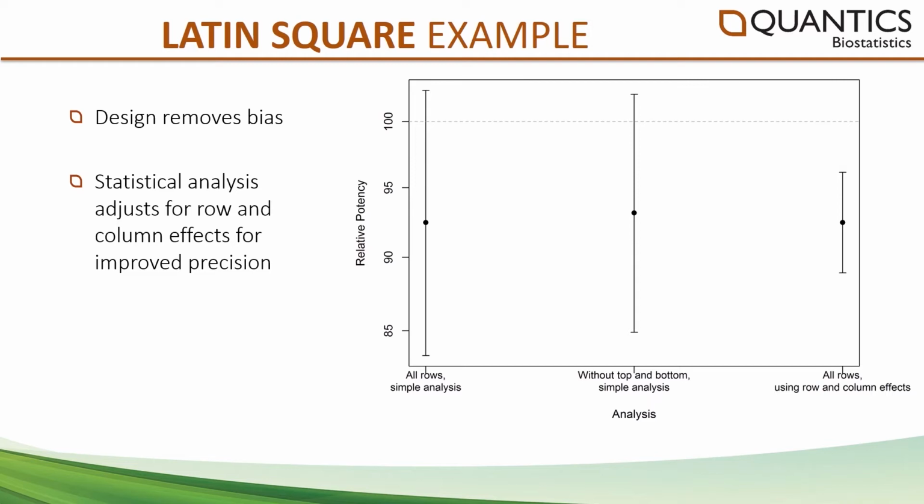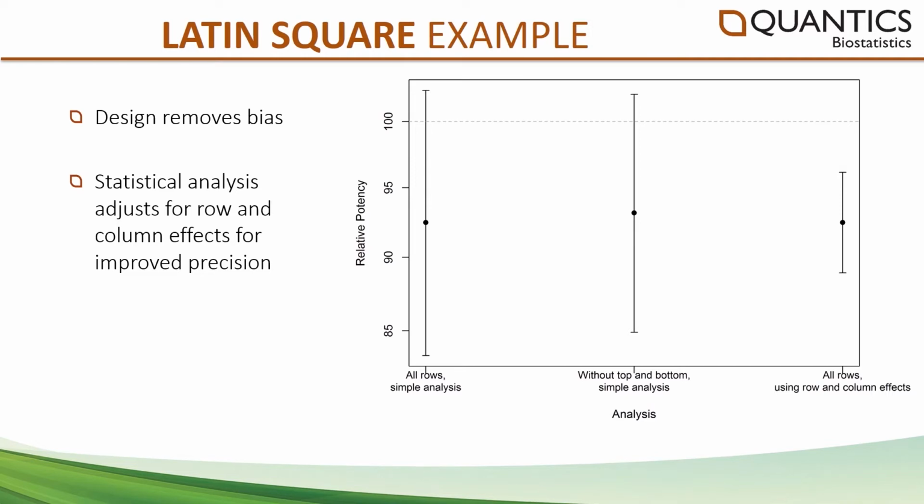And this again gives us another estimate of the relative potency, which is very similar across the plot. You can see it's in a similar position at about 92.5%. But the key point is that the confidence interval is much narrower, and that's because we've managed to remove the noise created by the rows and columns.